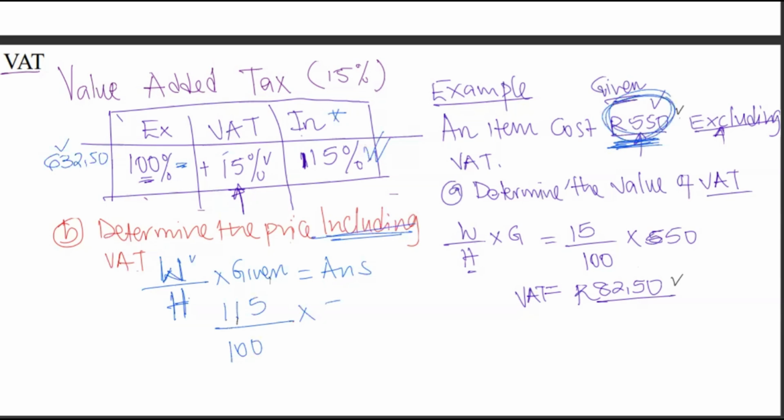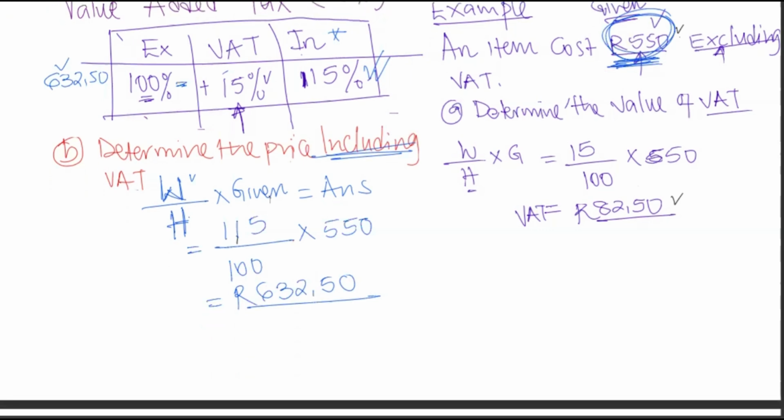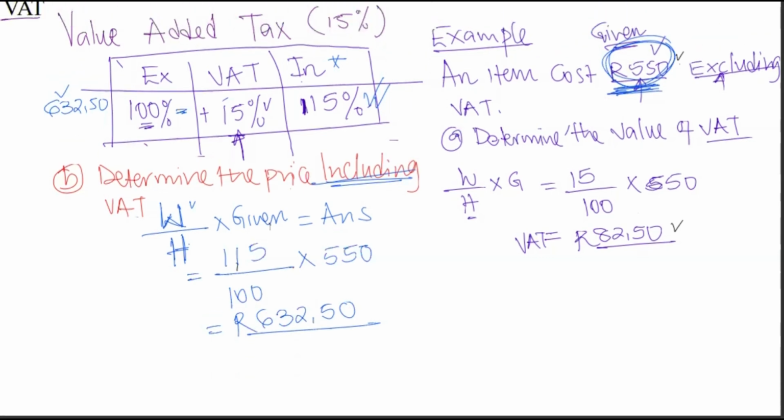What is given to me? 550. So here the answer becomes, I believe you have the same answer. Yes. So of those methods, you pick one that you want to use. This method here will help you when you're determining the value of the price that already includes VAT.